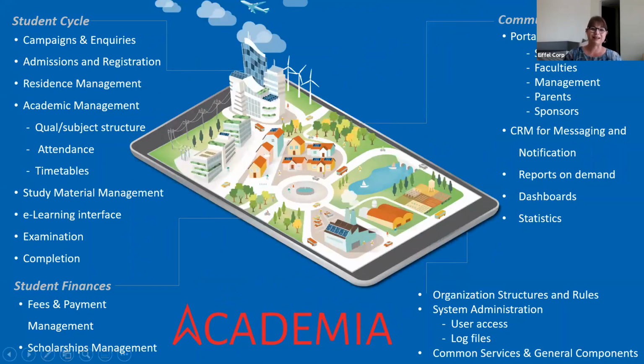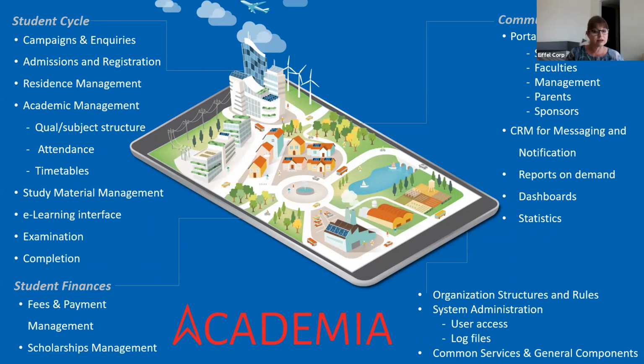Let's look at what Academia does. So, you know, there's a system, and today we want to look at a specific component of that, but in total, where does this system fit into your picture? In the Academia system, we manage the student cycle from the campaigns and inquiries, which is sometimes unique in the SIS because usually they start off with admissions and applications. We already start with managing your campaigns, going on to inquiries, through the cycle of admissions and registrations, your academic management of your student, study material, and there the integration to your learner management system becomes very important.